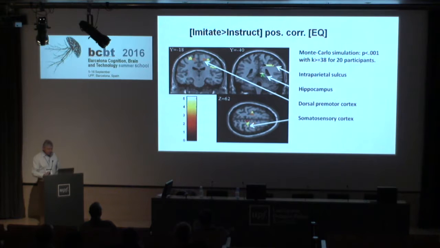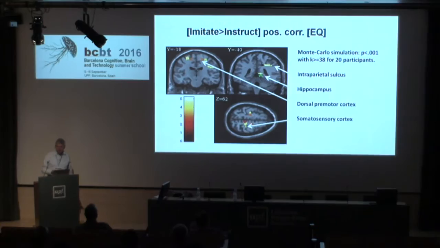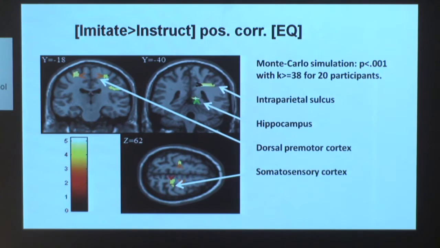And what we found was that the empathy quotient correlated with activity, again, in the dorsal premotor cortex and the somatosensory cortex. Also the hippocampus and the intraparietal sulcus. So we're finding that the level of activity in the mirror neuron system is correlating with empathy, with how empathic people are when they're imitating facial expressions.